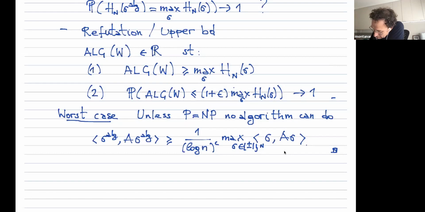I have to start by defining a functional space. This is the space of functions from 0, 1 to the non-negative reals that are non-decreasing and such that they have finite integral.